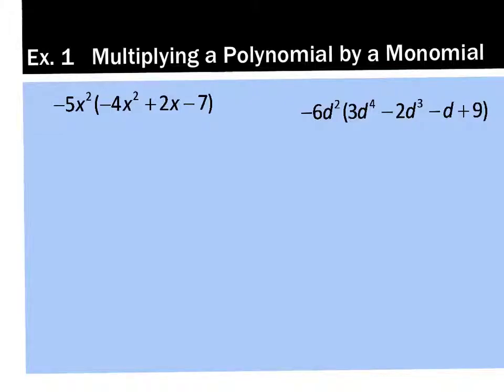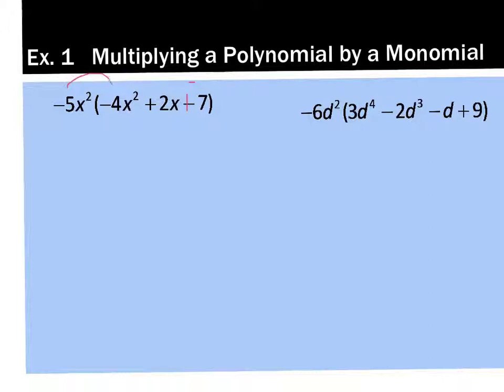Alright, example 1, multiplying a polynomial by a monomial. So if you look at the one on the left, we have negative 5x squared multiplied by the quantity negative 4x squared plus 2x minus 7. One thing I'm going to do is add the opposite, and then all we're going to do is apply the distributive property to multiply. Now remember, when you multiply, this is where you change the exponents.